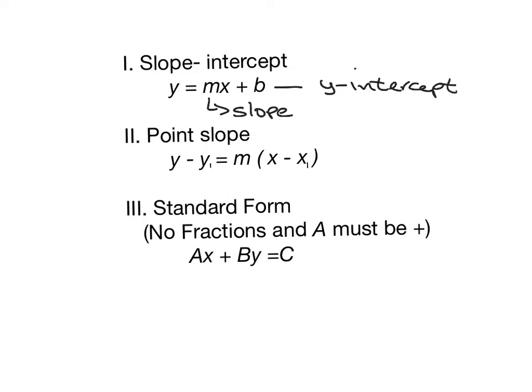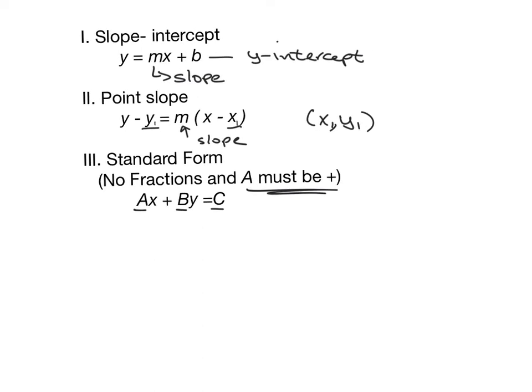In your point-slope form of the equation, the x1 and y1 are going to come from an ordered pair. Again, the m is the slope. Standard form: remember you can't have any fractions, so a, b, and c must be integers, and a must be a positive integer. Okay, so these are the three forms of the equation.